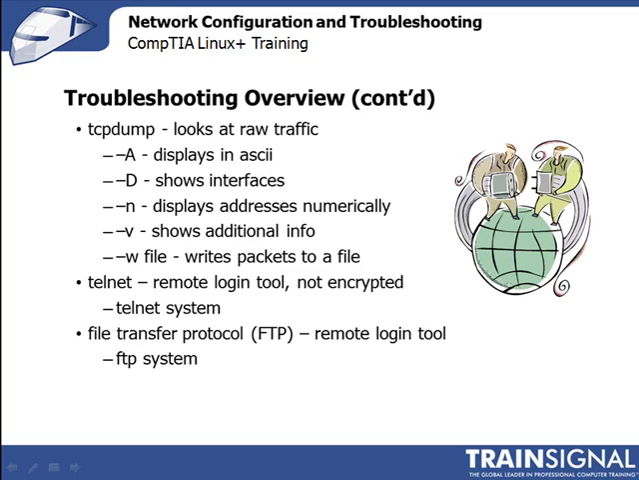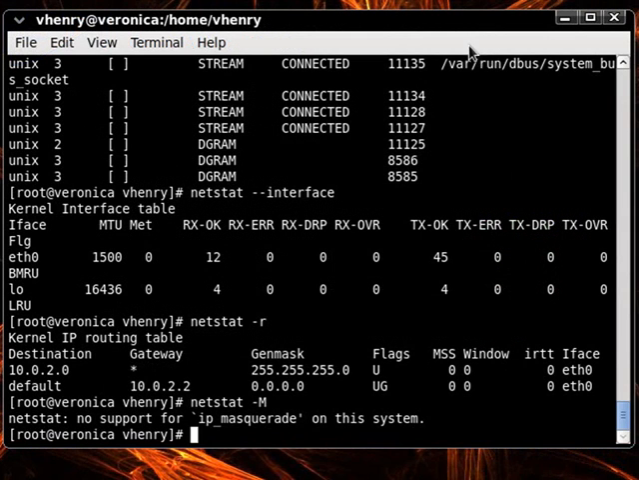Let's go back to our terminal and try out the tcpdump command. Okay, in order to use tcpdump, we have to have root privileges. So make sure that you're still logged in as root. If not, go ahead and do so now. Now we're going to type in tcpdump with no options and hit enter.